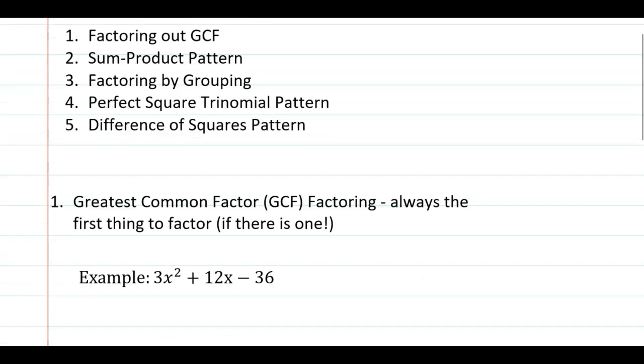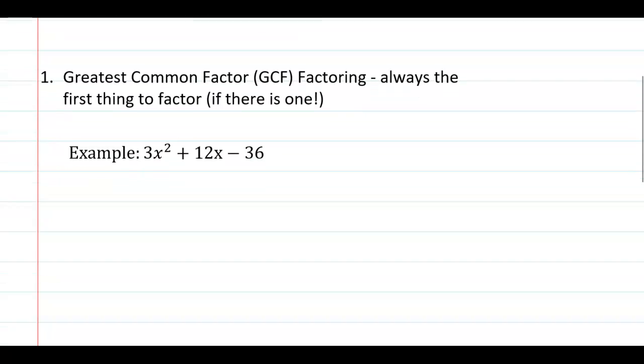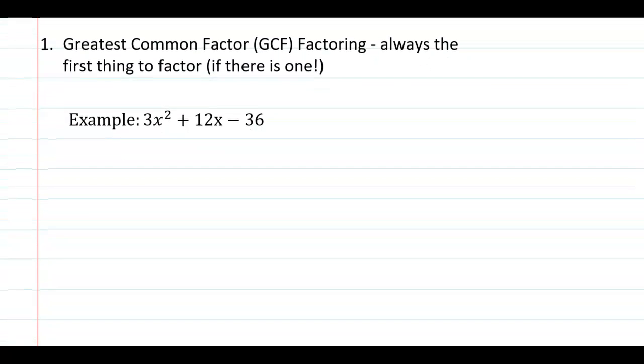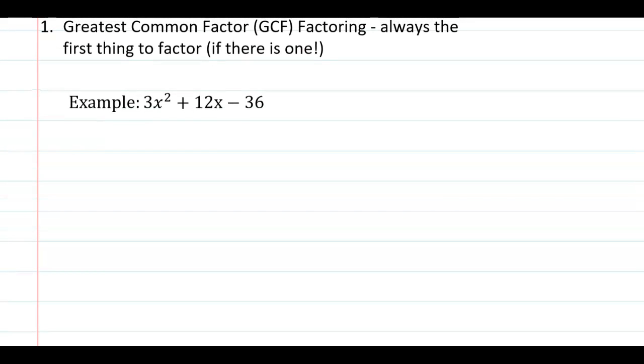Let's start with the greatest common factor, or GCF factoring. This is always the first kind of factor to look for, and it almost always makes factoring easier. So we always look for one, because if there is one, it often makes things easier, or sometimes it is just the only thing we can factor.